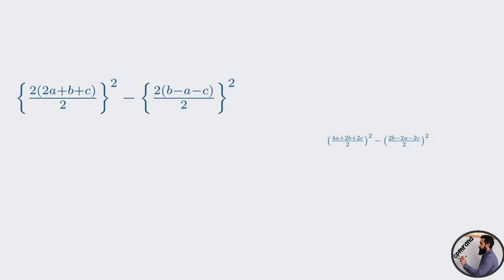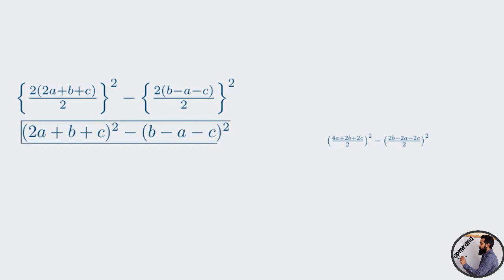Now, we can cancel the 2 in the numerator with the 2 in the denominator for both terms. This leaves us with our final result: the quantity (2a+b+c) squared minus the quantity (b−a−c) squared. We have successfully expressed the original product as the difference of two squares.